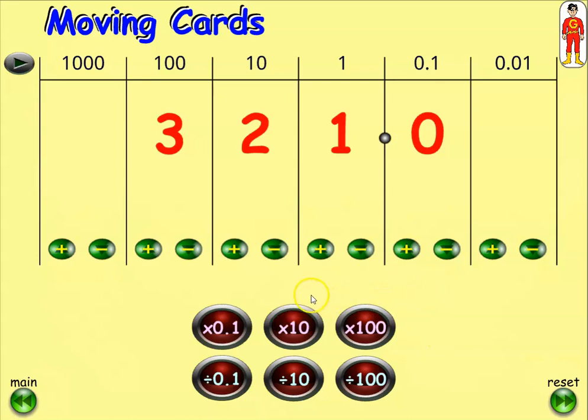And then you remember how many place value columns to move the number, depending on what number you're dividing by. So for 10, when you're dividing by 10, you move one place value column to the right. When you're dividing by 100, that's 2. And I like to remember that the number of zeros in the number that you're dividing by tells you how many place value columns the number's going to move.